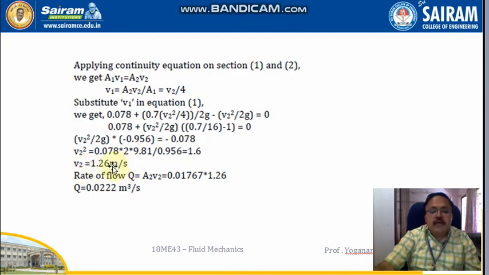That is velocity of the fluid at section 2 is now 1.26 meter per second. To calculate the rate of flow, either we take Q is equal to A1 V1 or Q is equal to A2 V2. So V2 is calculated and A2 is also known. Substituting them, we are getting Q.